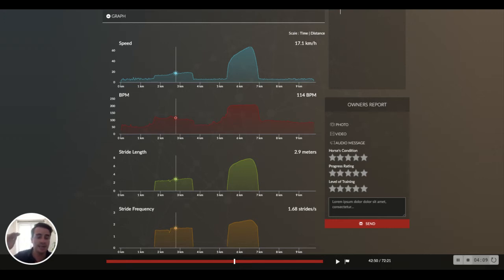If one day the heart rate is getting up to 160 or 170, it will probably mean there is a pain somewhere or an injury is coming. Then after, we can get into the working phase.